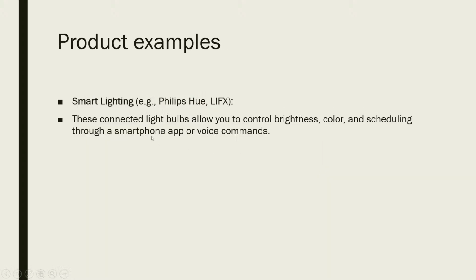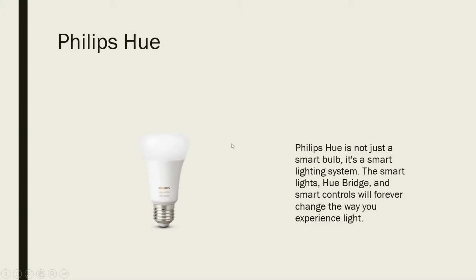It's a smart system. Then there are smart lighting systems. Philips Hue, LIFX, all these come under that. Connected light bulbs allow you to control brightness, color, and scheduling through a smartphone via voice or command. One example is Philips Hue. It is not just a bulb like this. It is a whole system.